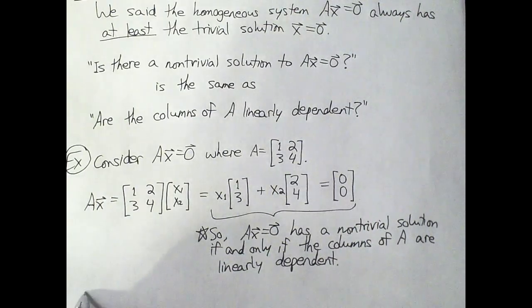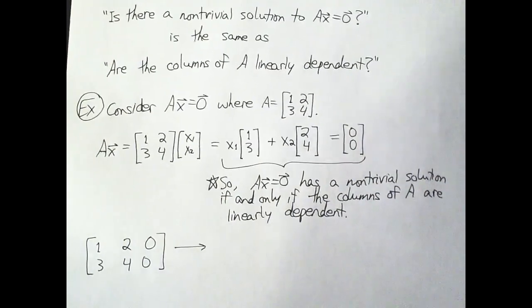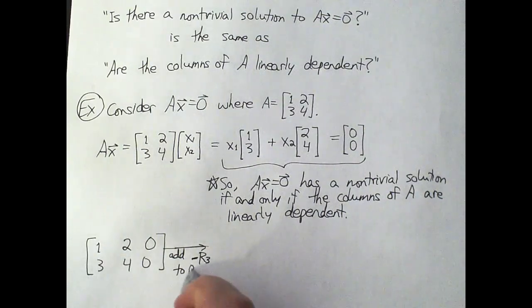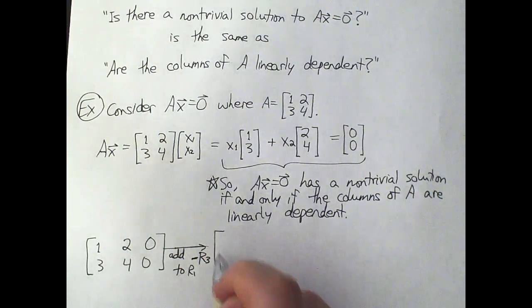So we'll set up the augmented matrix 1, 2, 0, 3, 4, 0, and let's work with this. I'm going to add negative R3 to R1. I get 1.